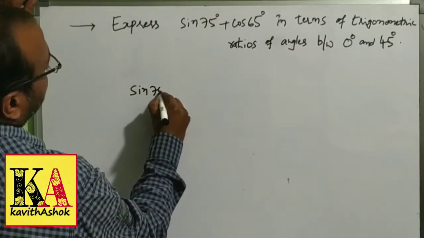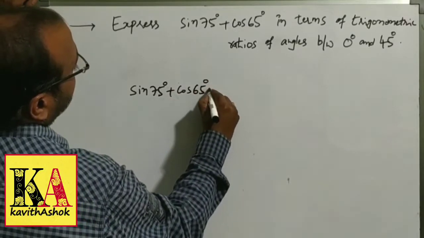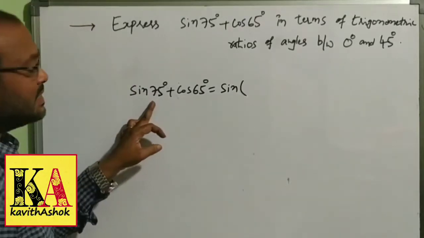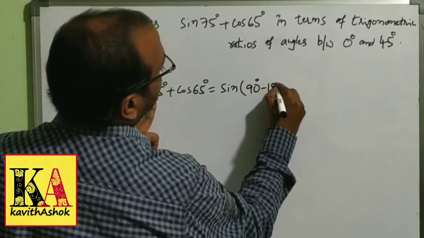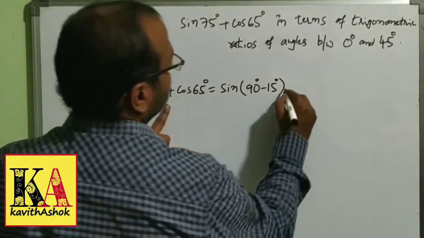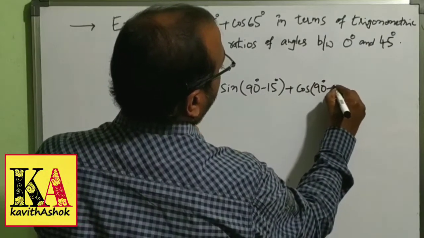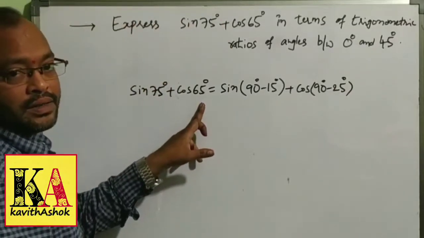Sine 75 degrees plus cos 65 degrees. This is equal to sine of 75 degrees, which I am writing as 90 degrees minus 15 degrees. Both are the same, right? 90 minus 15 is 75. Plus cos of 90 degrees minus 25 degrees, since 90 minus 25 again gives 65 degrees.